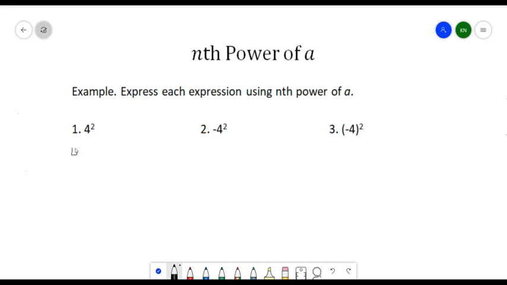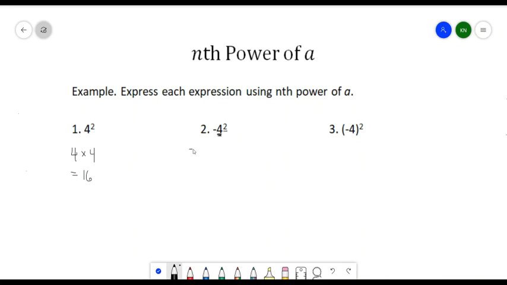So that gives us 4 times 4, right? Or let's just say 4 times 4. And that is equivalent to 16. So that's just how we solve the nth power of a. Now for this example, as you can see, this is not enclosed by parentheses, meaning to say only the number 4 is squared, not including the negative sign.